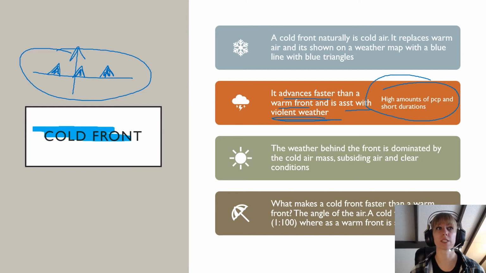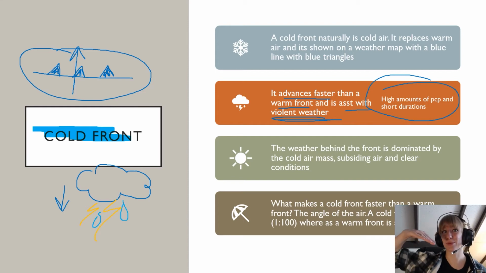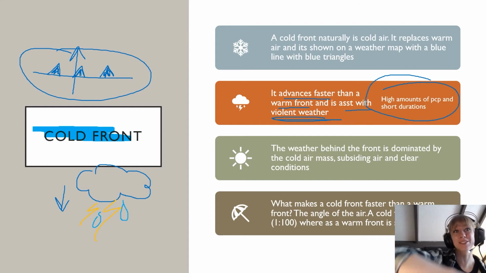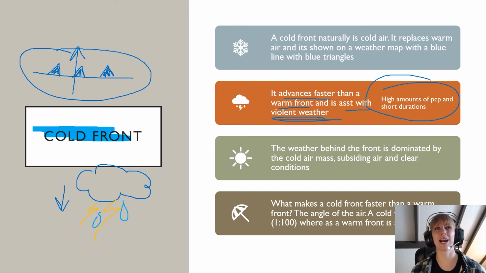And you'll notice this because we'll have a temperature drop right before rain starts, which is interesting. If you've ever been outside and felt the temperature just plummet, and then all of a sudden we have a lot of high wind and a thunderstorm happening, that's a cold front. You can actually see them move in because it looks like a wedge of clouds. It's super neat. The weather behind a cold front is dominated by cold air mass, subsiding air and clear conditions. So for the rest of the day, it'll tend to stay a little bit cooler and you'll have no clouds.